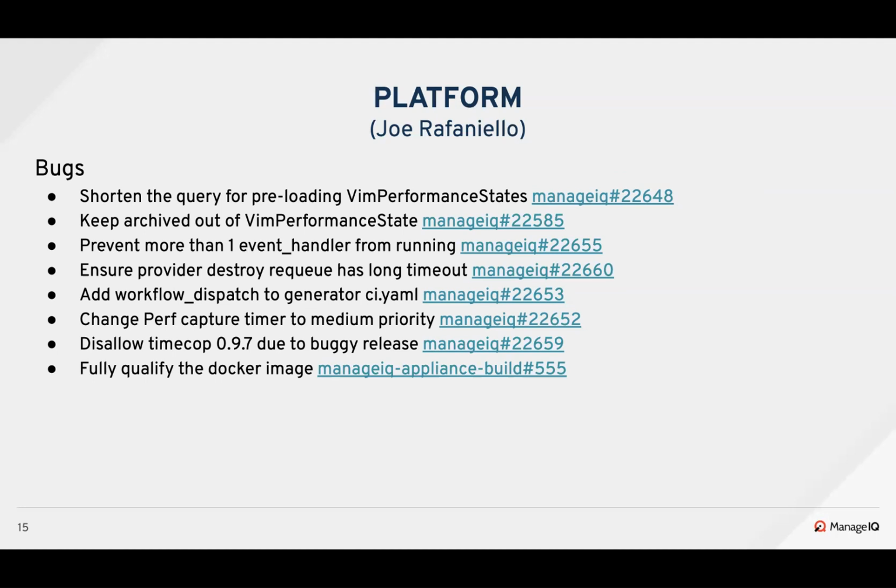I changed the performance capture timer queue message to medium priority. And then I disallowed timecop 0.9.7 as it was buggy. And Brandon fixed the fully qualified Docker image location, as the docker.io prefix wasn't implicit, and it was causing issues when you didn't explicitly put docker.io. That's it for bugs in platform.